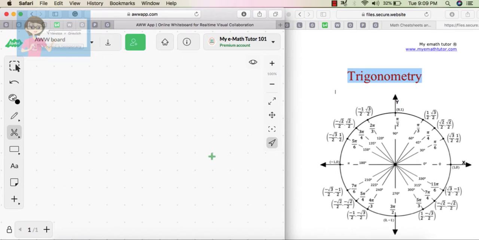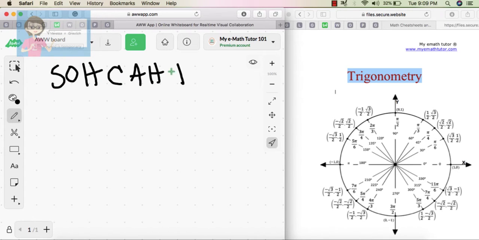Okay, let's understand this unit circle. Now, the unit circle is going to have what we call the SOH CAH TOA. I'm pretty sure you've heard many times the SOH, CAH, and TOA.